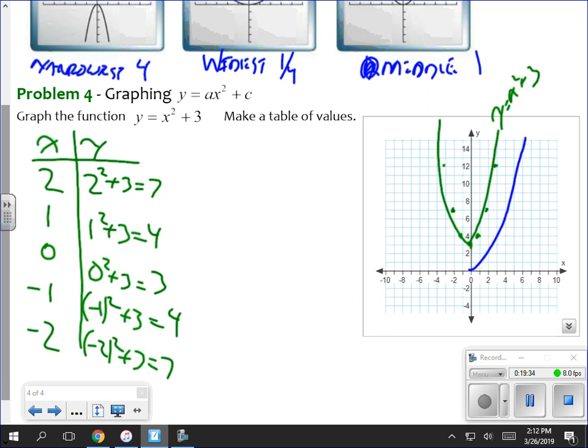Remember, we have our parent function, y equals x squared. When I add 3, what did adding 3 do to my graph? It moved it up 3 units. If I were to subtract 2, what do you think would happen? It moved it down 2 units. If I have x squared plus or minus something, the plus or minus just moves the whole thing up or down. That's all it does. Whatever that number is, it moves it up or down accordingly. So x squared minus 2, the graph would be down 2 places. X squared minus 10 would be down 10. X squared plus 5 would move it up 5.